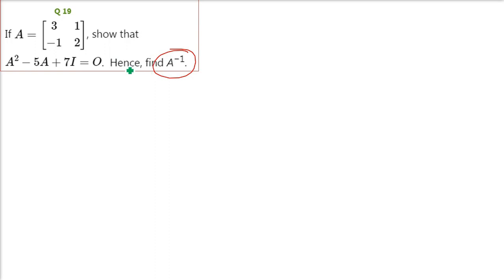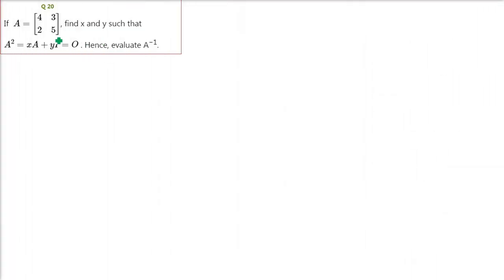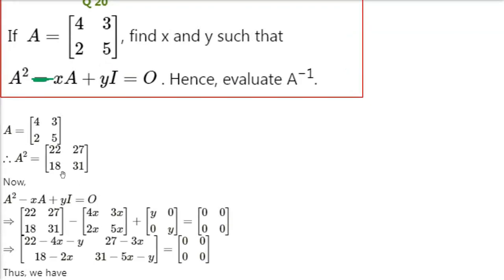Same thing here, exactly the same thing. First you have to satisfy the equation, then find the A inverse. Here also it is the same, but the only difference is that we have to find x and y before we go ahead and find the A inverse. The equality is A squared minus x into A plus y into I equals 0. So first we find x and y, put them in this equation, then we go to the next step, which is finding the A inverse. I'll show you here only.